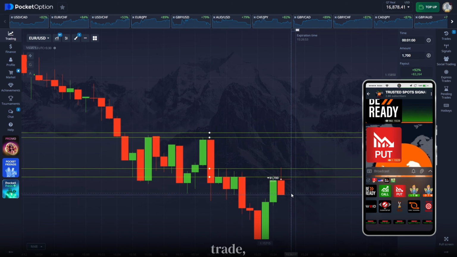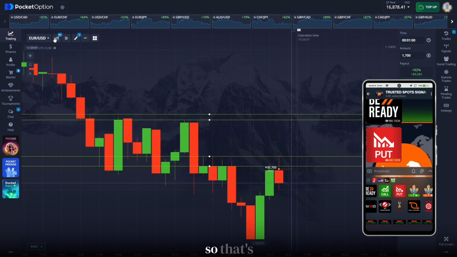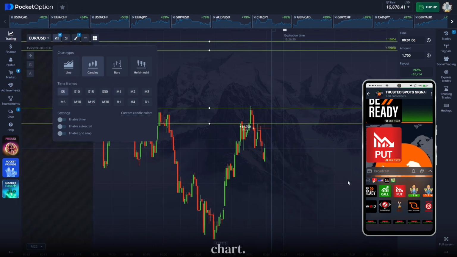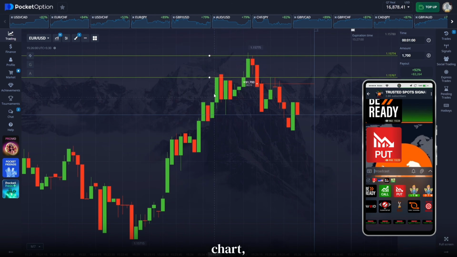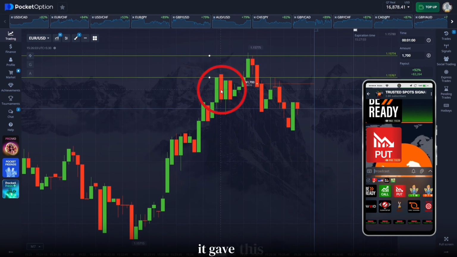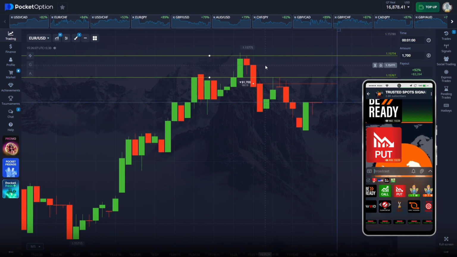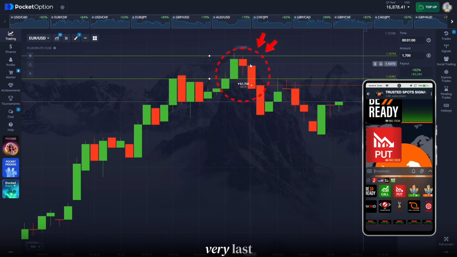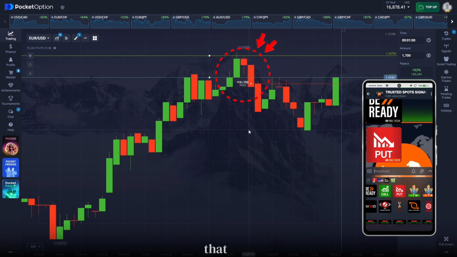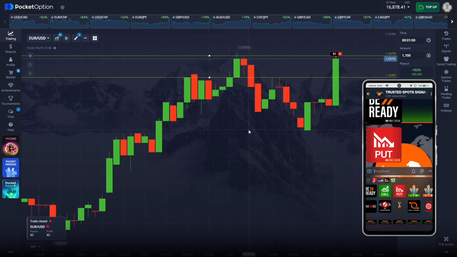To place a trade, I need a strong selling confirmation. So that's why I use 5-second chart. On 5-second chart, when price hit the resistance, it gave this rejection, then another rejection. Price again goes up, but at the very last end, it formed this strong confirmation. This is a good strong confirmation from the sellers and that yes, the price will reverse.